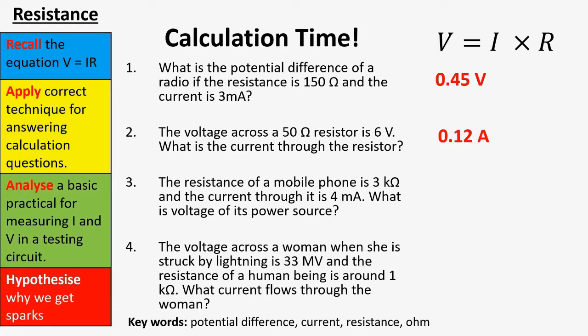Question 3. The resistance of a mobile phone is 3 kiloohms and the current through it is 4 milliamps. What is the voltage of its power source? You should have 12 volts.